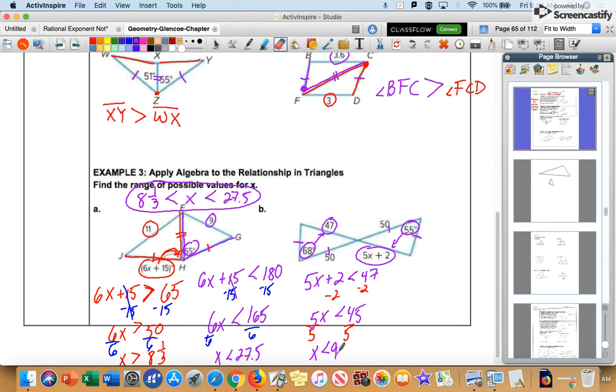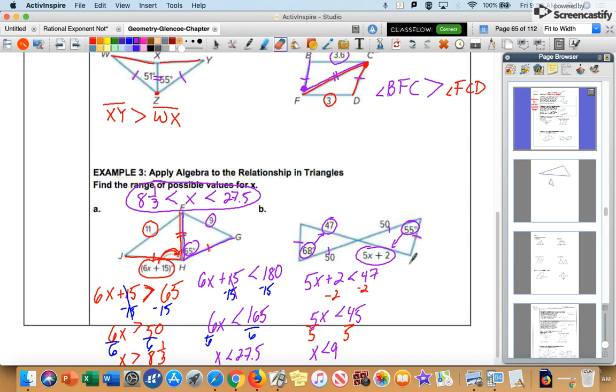Now let's ask ourselves, does x have to be greater than something? Okay, so what we have here is that the 5x plus 2, it's not necessarily that x has to be greater than something, but the 5x plus 2 here, now think about that. This is a side length. Can we have all range of values for side lengths? No. The side length has to be a positive number, right?